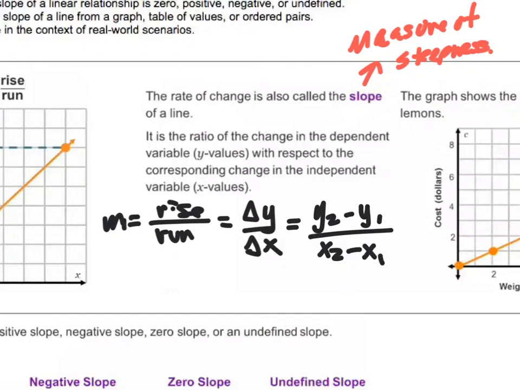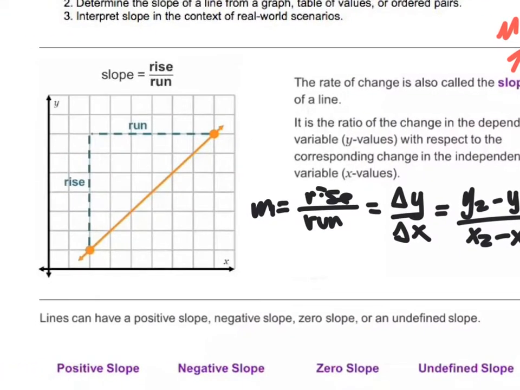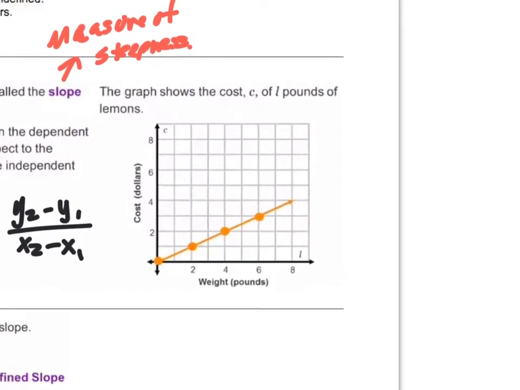In this, it shows you the rise over the run. The rise is the same thing as the change in y, and it's really just the distance of this triangle. And then the run is the change in x. So that's what we've got. We've talked about this before.